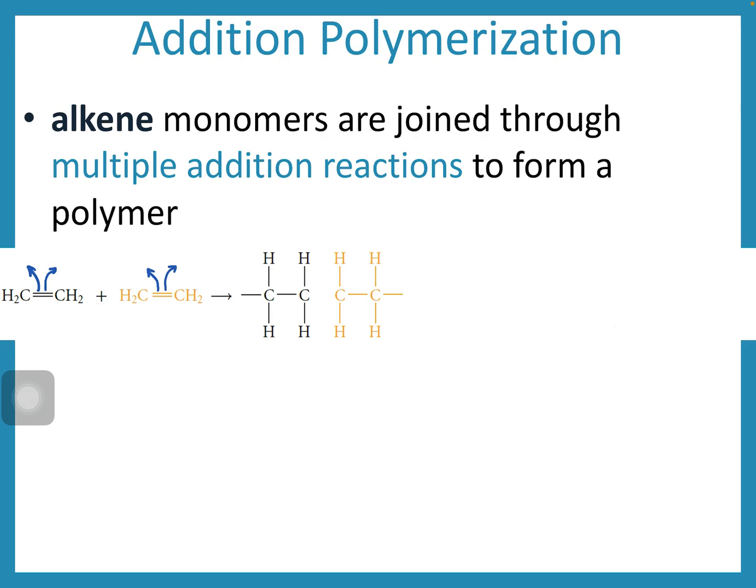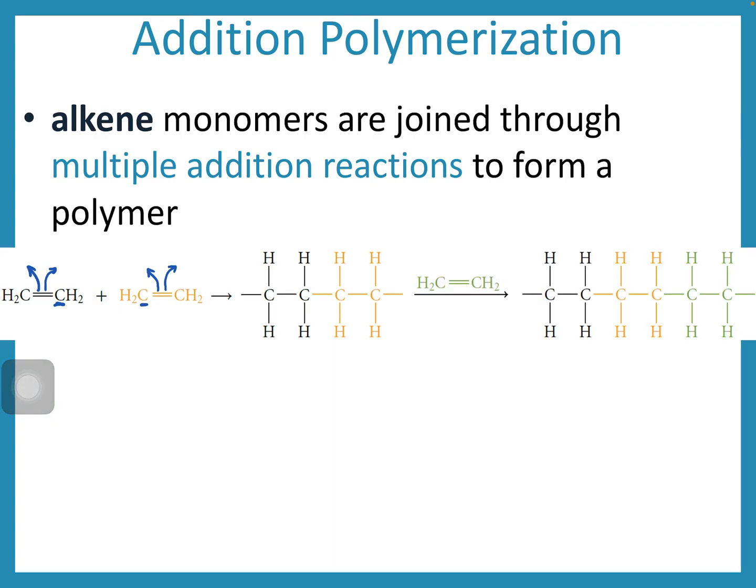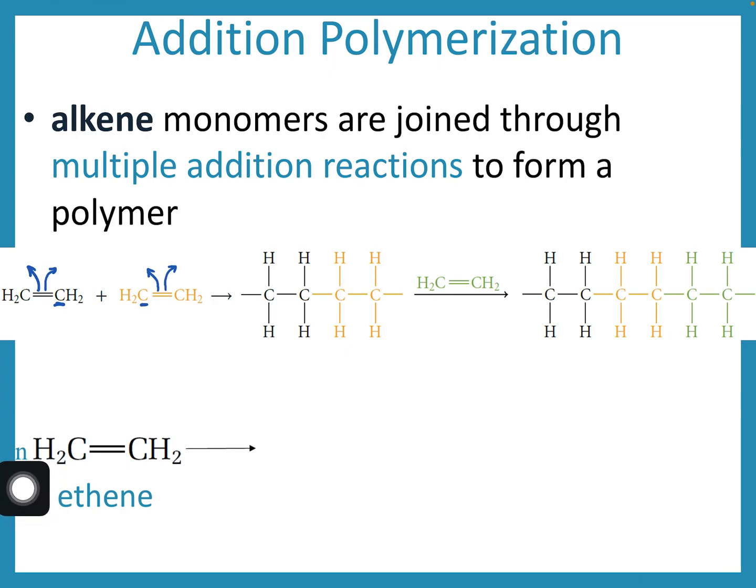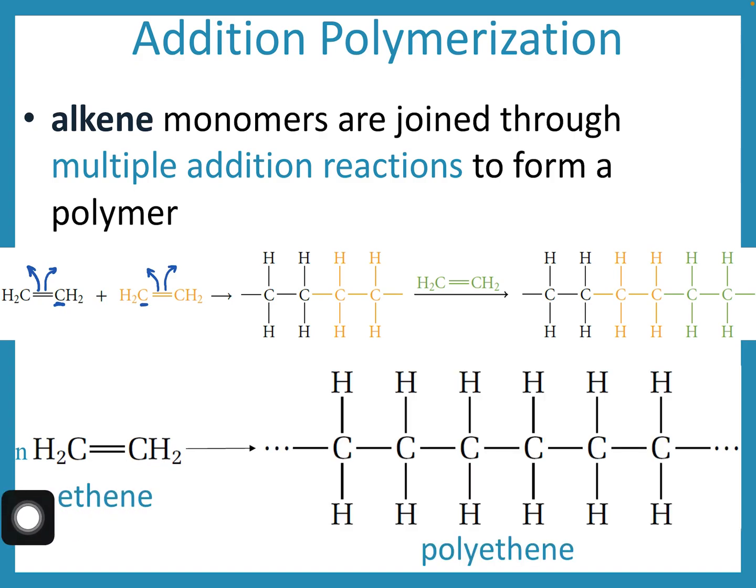And then that means that each of these carbons now needs to have another bond, and so these are going to bond to one another. And then we can add another ethene, and then our polymer grows, and this continues to happen, and the polymer grows larger and larger. So we can just show n to represent that we have multiple units of ethene that are going to combine to make polyethene.